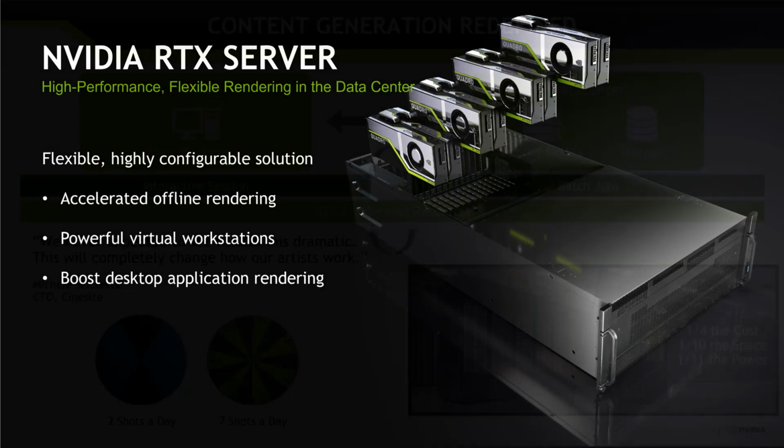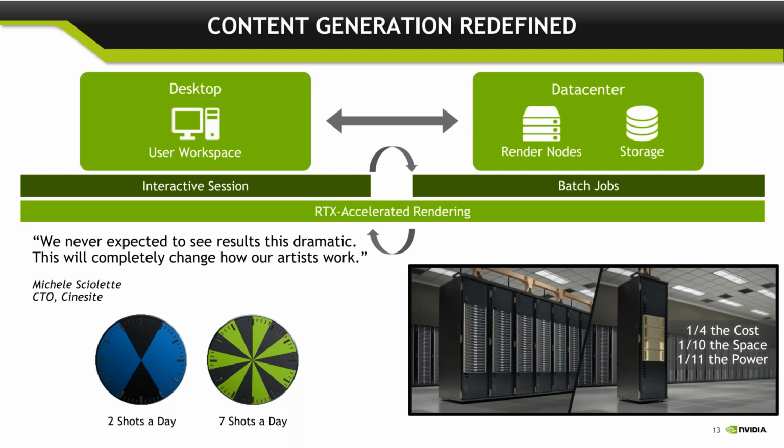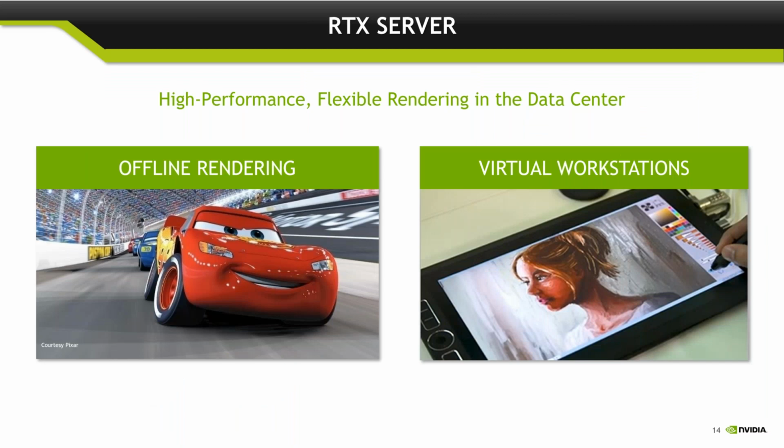You can use it as a render node because once you have applications like Arnold, which is GPU accelerated and which is RTX accelerated, your render times will come down considerably, and that's what CineSite witnessed when they moved from the traditional rendering method to Arnold with RTX. From 2 shots a day, they were able to go up to 7 shots a day, right? So that's the kind of acceleration they saw when they adopted RTX. Now there are 2 ways you can use an RTX server. You can use it for offline rendering, like CineSite did, or there is another way of using that.